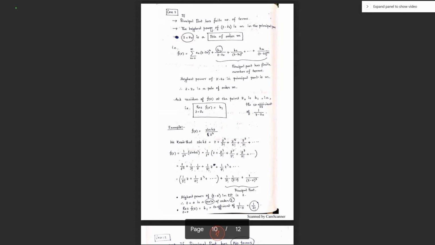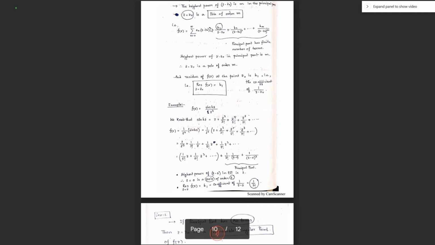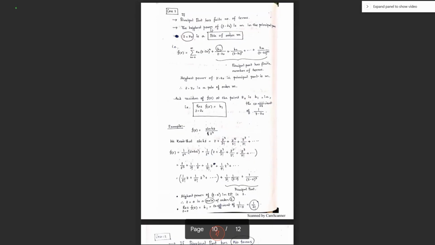So let's see the example, then it will be far more clear. See the example here. This example says that we are considering the function f(z) equal to sinh z by z to the power 4. Okay. So here sinh z can be expanded in an infinite series: z plus z cubed by factorial 3 plus z to the power 5 by factorial 5 plus z to the power 7 by factorial 7 and so on.